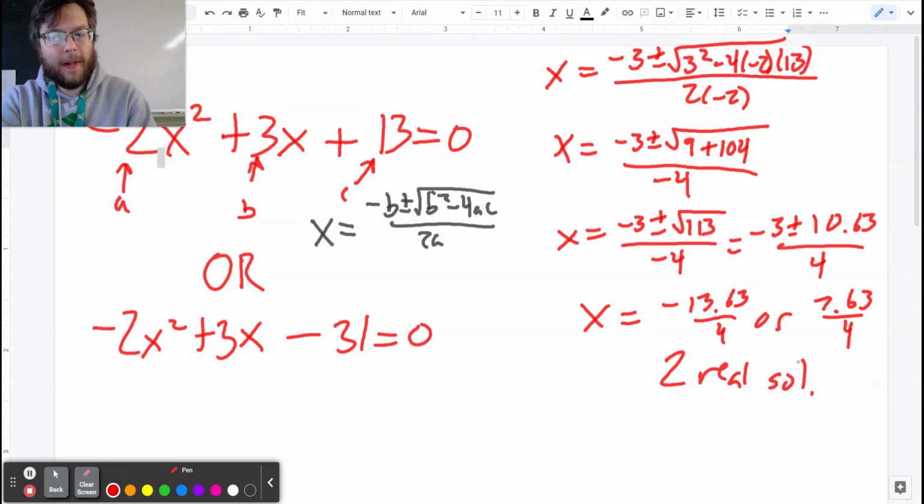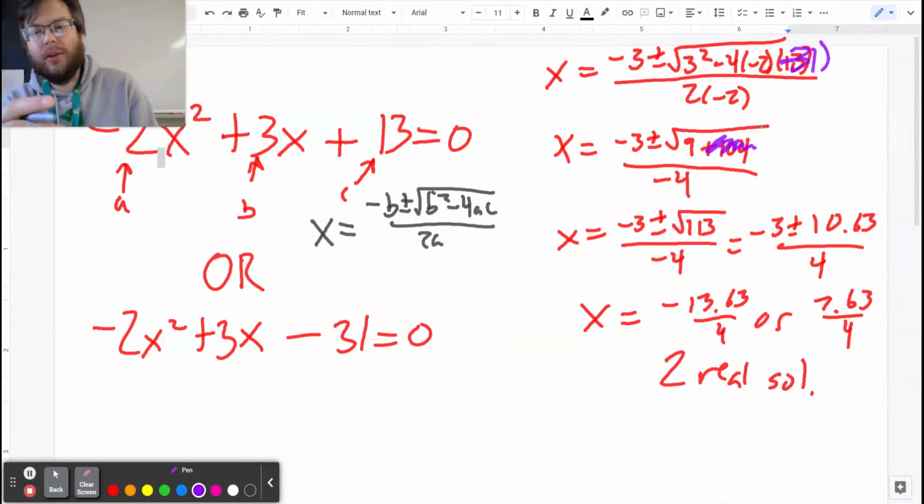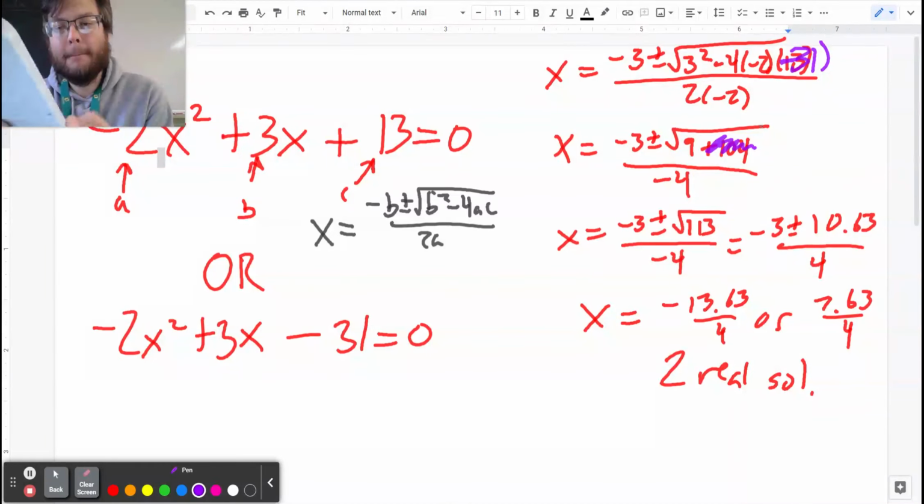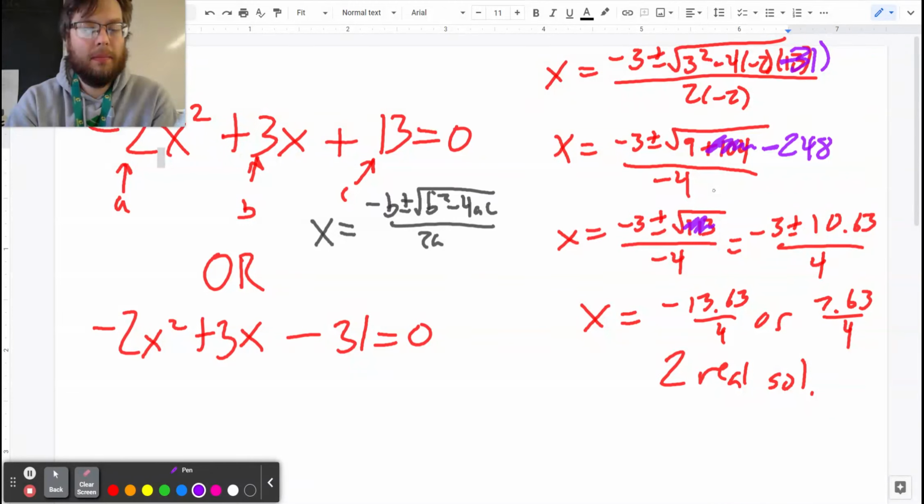So what I'm going to do now is go to the second example, and I'm just going to overwrite what changes, because all I did was I changed c from 13 to negative 31. So this value right here isn't 13 anymore, it's just negative 31. This value right here isn't 104 anymore. I go 4 times 2 times 31. And because there's three negatives, negative 4 times negative 2 times negative 31, I get minus 248. Instead of this being 113, 9 minus 248 is negative 239.